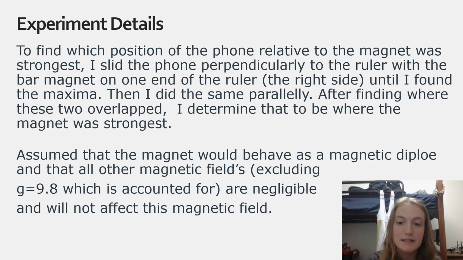Before I get into the experiment, I want to go over how it was set up. The first thing I needed to do was find where the magnet was strongest. Basically, I had a ruler with a magnet at the end, and I moved my phone perpendicularly and parallel to the ruler until I found the maxima on the x and y plane. After finding where those two overlapped, I determined that was where the magnet was strongest.